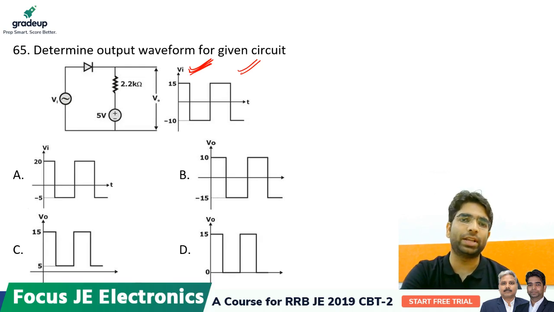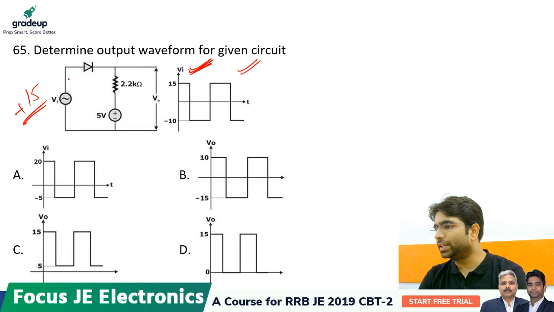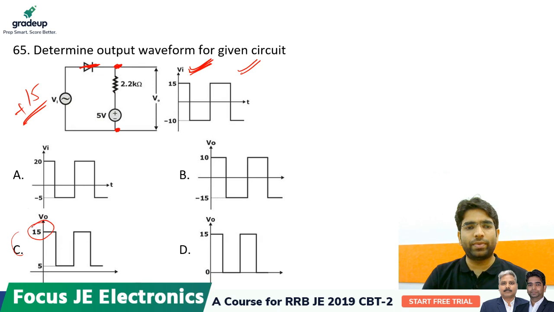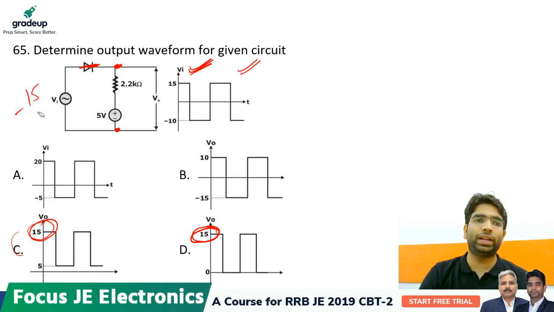The voltage input curve is given to you. My dear friends, if Vi is plus 15, see case 1, this diode is on, which means it is a short circuit. It means that V output will be equal to V input, that is 15. So it may be option C by seeing this value 15, or it may be option D. Now let us see the negative voltage.